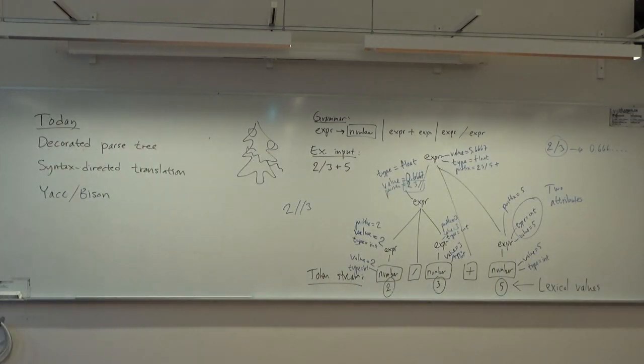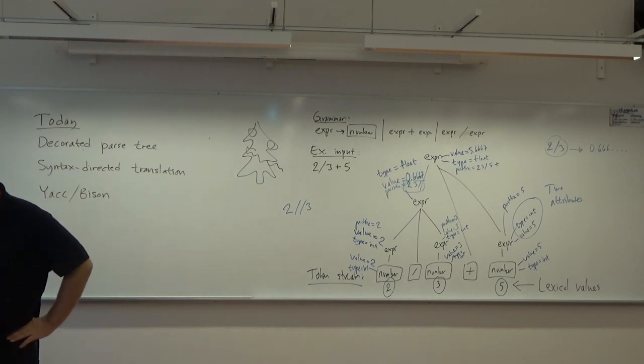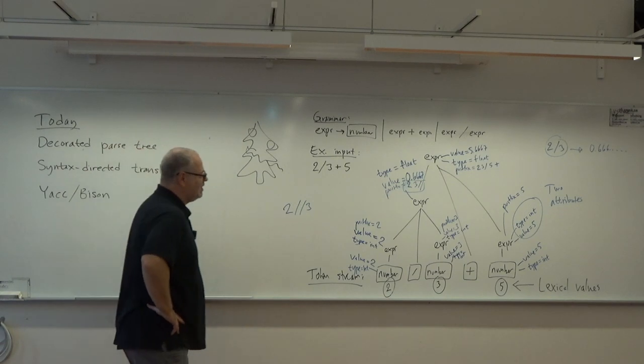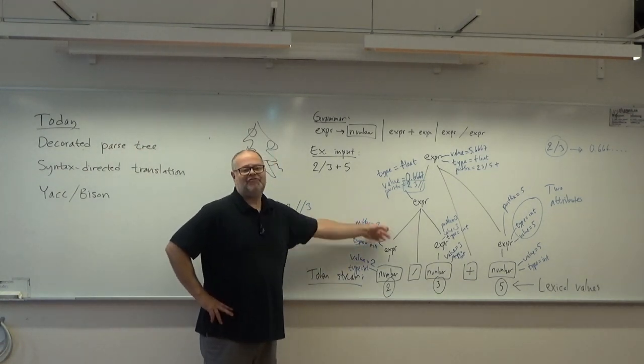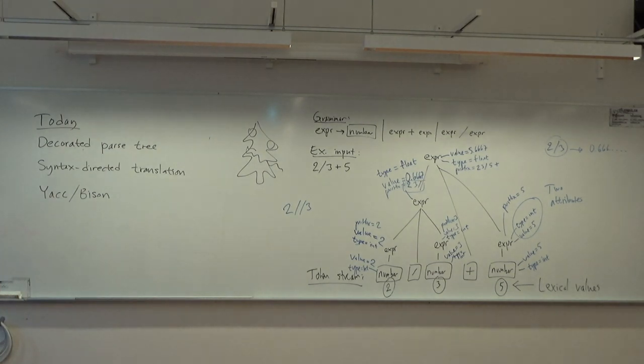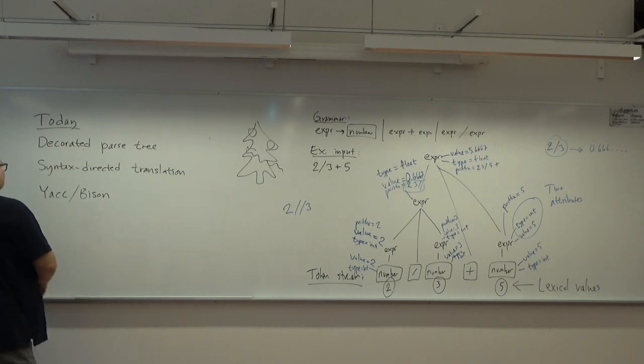So let's move now to these syntax-directed translations, now that we know what a decorated parse tree is. And we have two types of syntax-directed translations. One is called a syntax-directed definition, which works with these attributes. And we have something else called a syntax-directed translation scheme, which instead inserts actions in the grammar. But we'll look at that in a moment. So let me erase this.